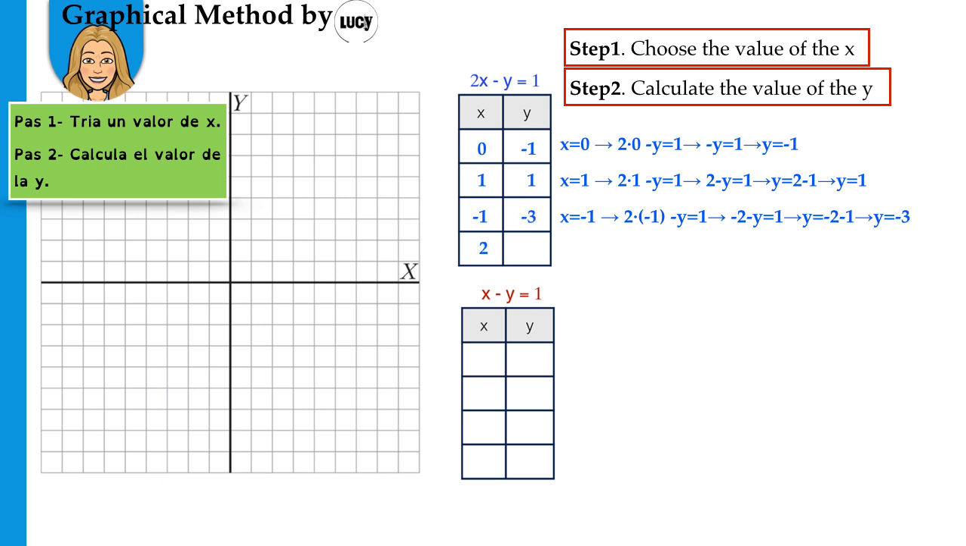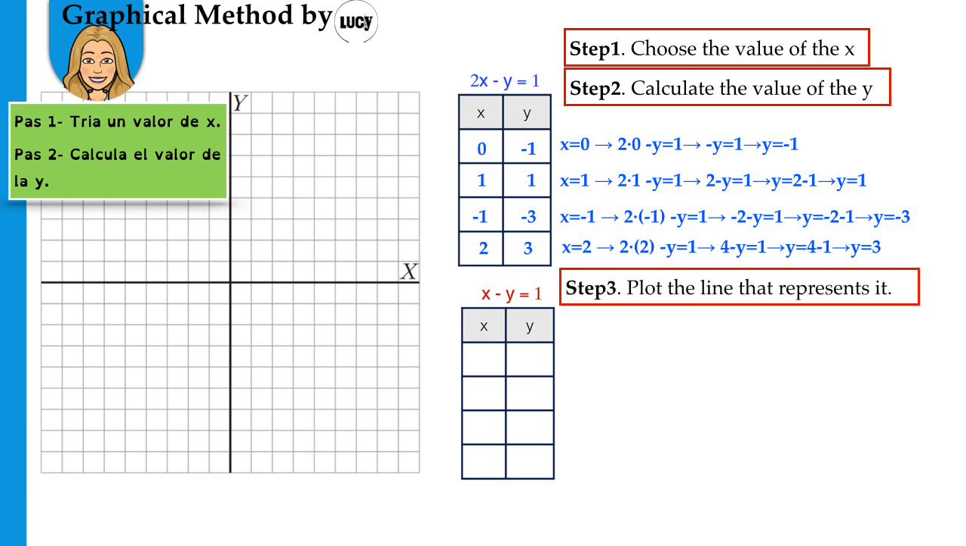X equals 2. 2 times 2 minus y equals 1. So 4 minus y equals 1, and y equals 4 minus 1, so y equals 3.